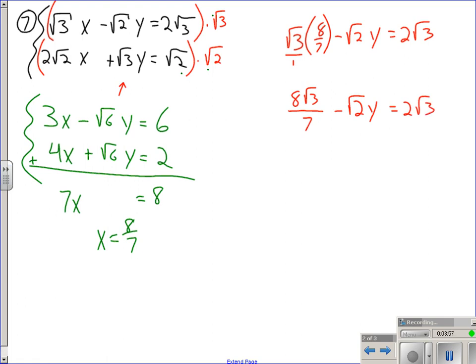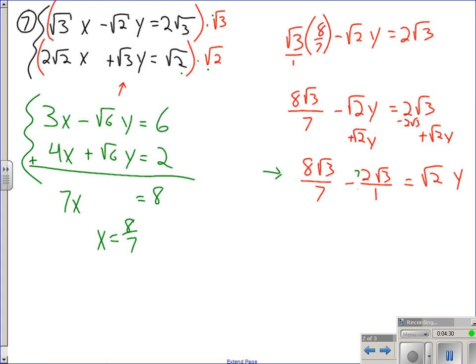All right, we're solving for y. So I'm going to add square root of 2 y to both sides, and then subtract this 2 square root 3 from both sides. So we get 8 square root 3 over 7 minus 2 square root 3, which I'm just going to think of as over 1 for now, equals a positive square root 2 y. Right here, we are subtracting fractions. You have to have common denominators, so I'm going to multiply top and bottom by 7. 8 square root 3 over 7 minus 14 square root 3 over 7.